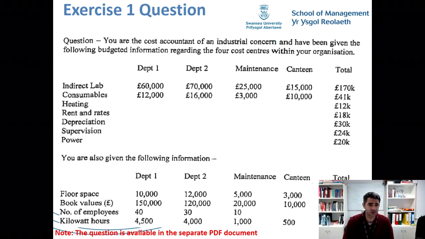So again, you just do the same math skills: department 1, 40 employees divided by 80 employees, then you multiply by £24,000. Department 2, maintenance and canteen are the same.